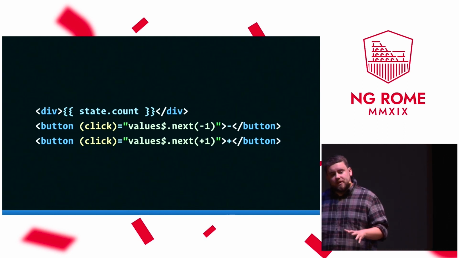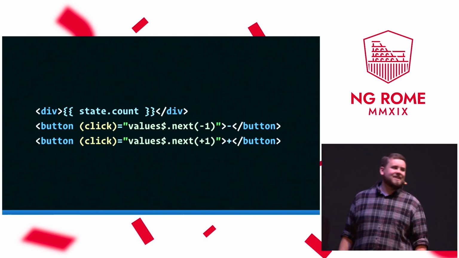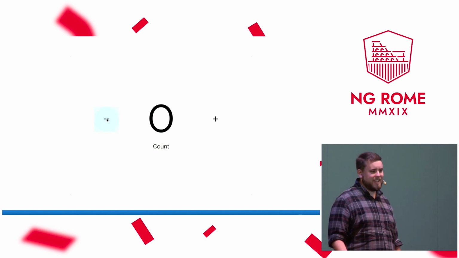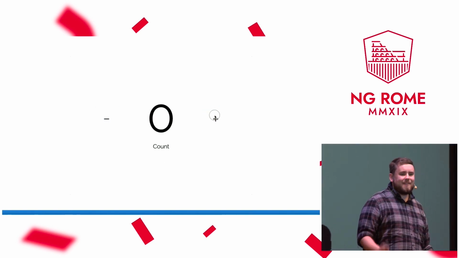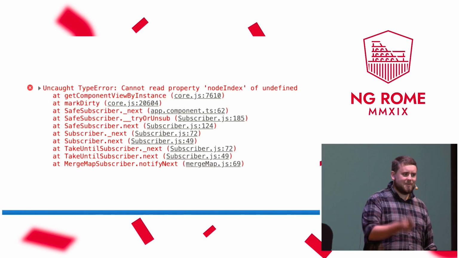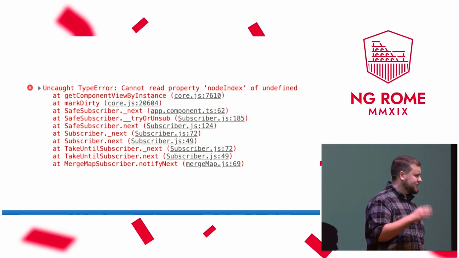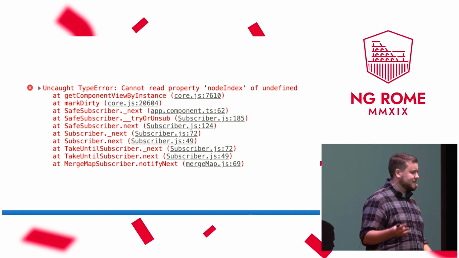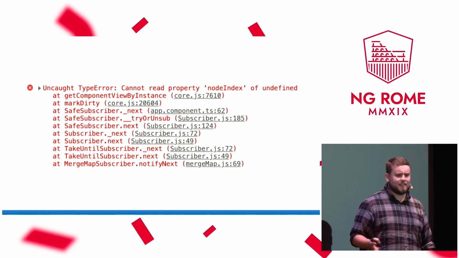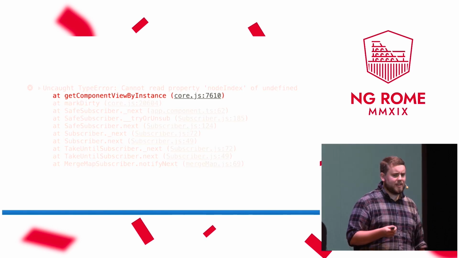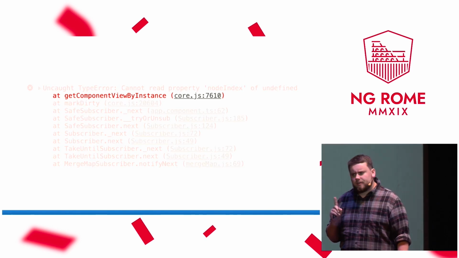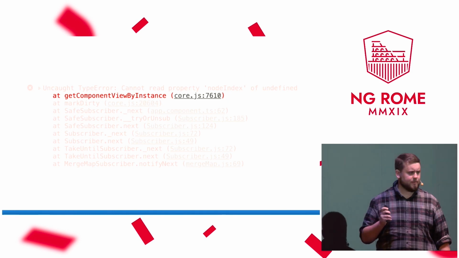Everything seems to be looking like it's right, but there's one gotcha. If I go to run this application now, it's not going to work. There's something we're missing. If I open up the console at this point, there's going to be an error in it. The stack trace isn't particularly helpful, and I don't really know what it means that it can't read some property nodeIndex of undefined. But if I look at the second line, getComponentViewByInstance, this is kind of familiar to me. I think I remember where this is coming from.